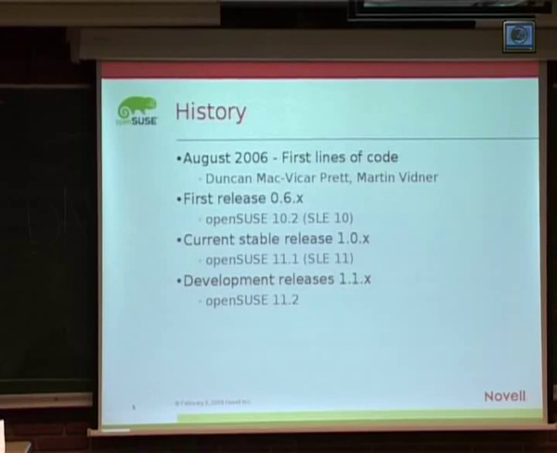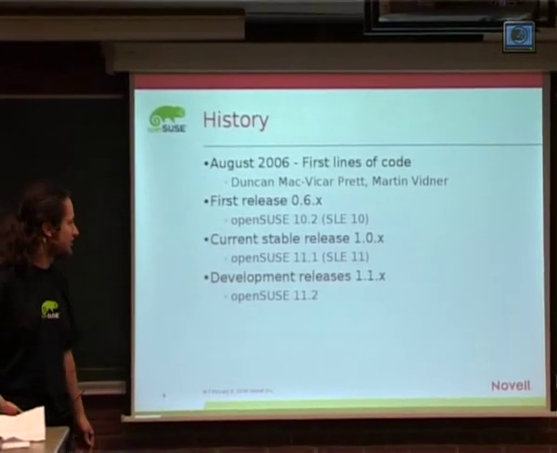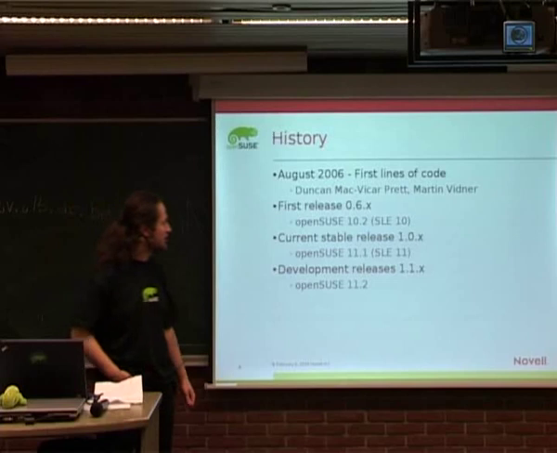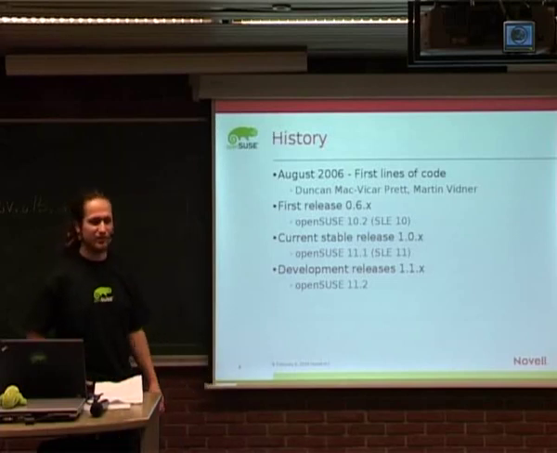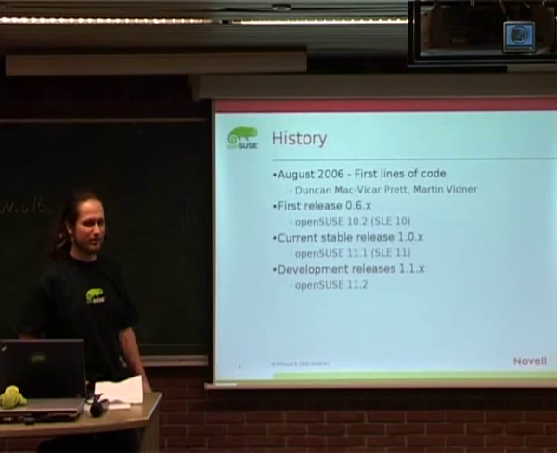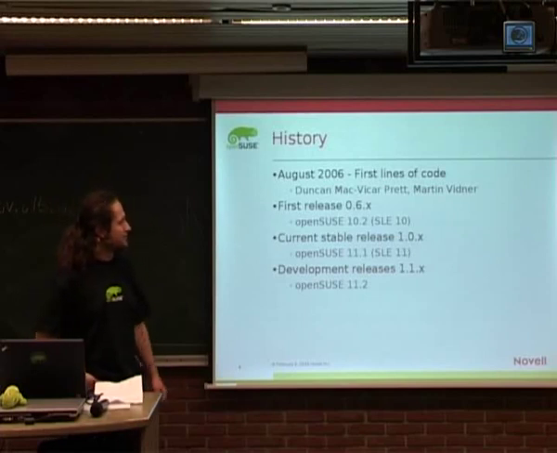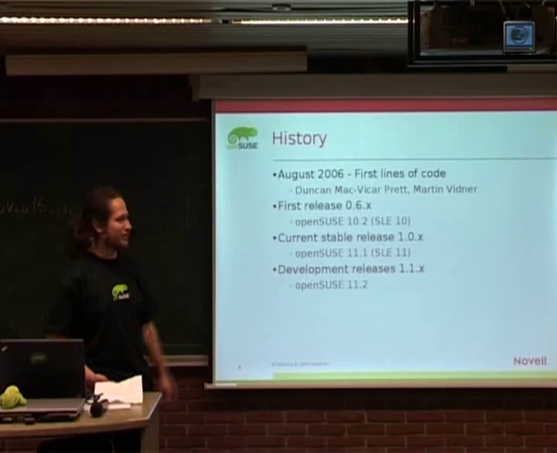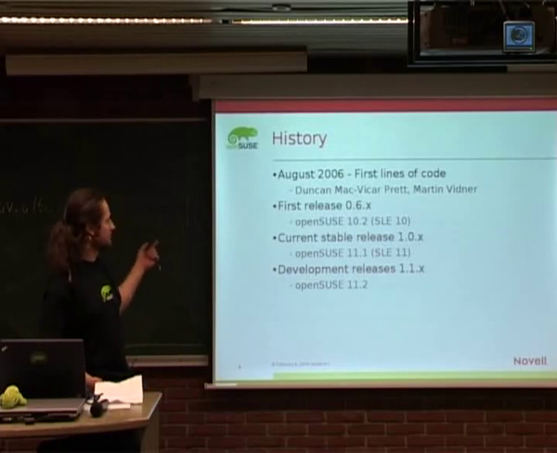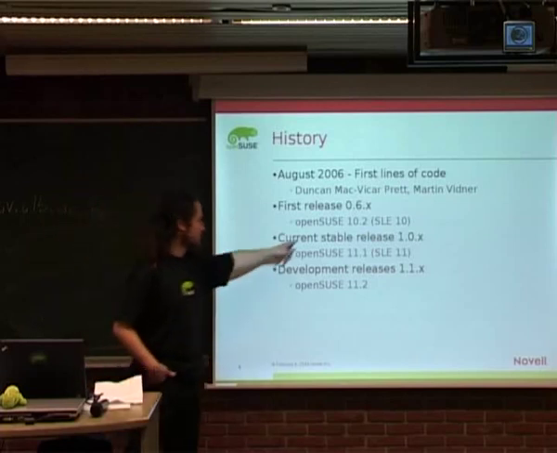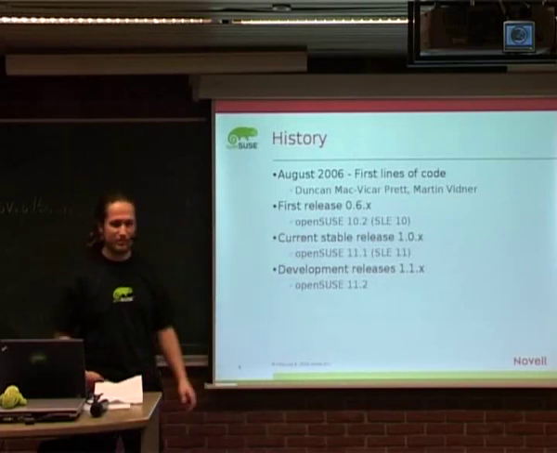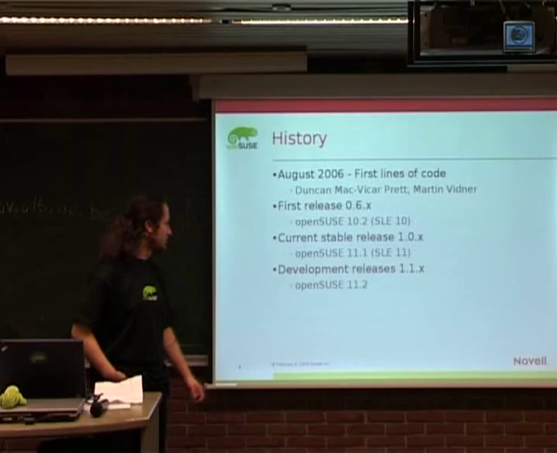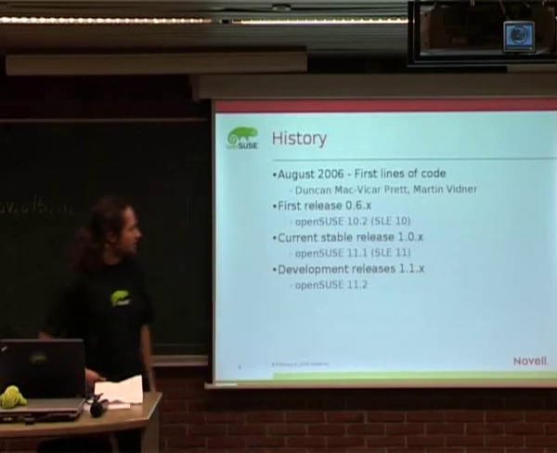A few words about history. Zypper is 2.5 years old. It started in August 2006 when Duncan Mac-Vicar started to write his own command line tool to test the libzypp library. A few weeks later, Martin Vidner took the code and named the project Zypper. And a few months later, at the end of 2006, Zypper was first released in the openSUSE 10.2 distribution. The current stable release is in openSUSE 11.1 and it's version 1.0, and development releases are versioned 1.1.